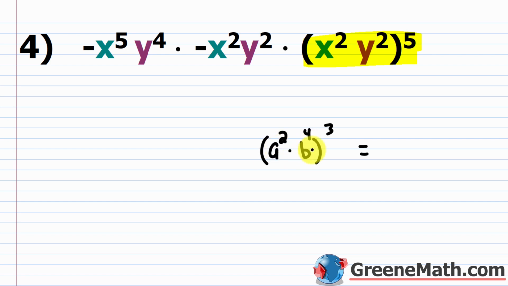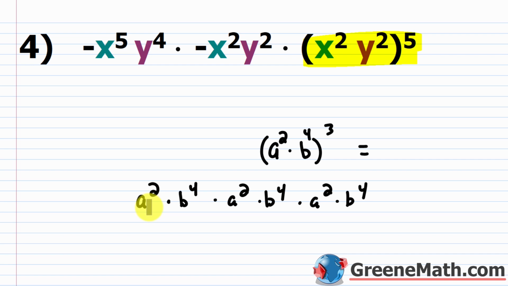So it's really like you have 3 of these guys, so a squared times b to the 4th power, then times a squared times b to the 4th power, then times a squared times b to the 4th power. Well, at the end of the day, what do I really have here? I have the same base of a, okay? So if I'm multiplying, really all I'd have to do is add 2 plus 2 plus 2. So 2 plus 2 plus 2 is 6.